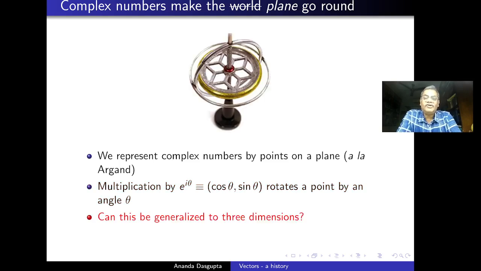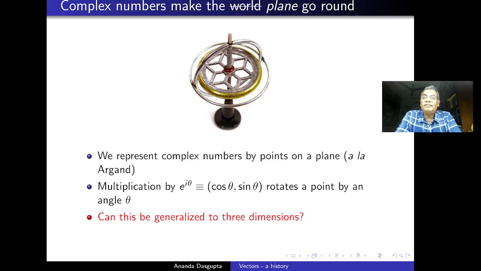Now, the obvious question to ask, in fact, that was the obvious question which motivated Hamilton at that point, is: can this be generalized to 3 dimensions? Of course, Hamilton was not worried about 4 or 5 or higher dimensions at that point, but he definitely was worried about 3 dimensions, which is the dimensionality of the world that we live in.